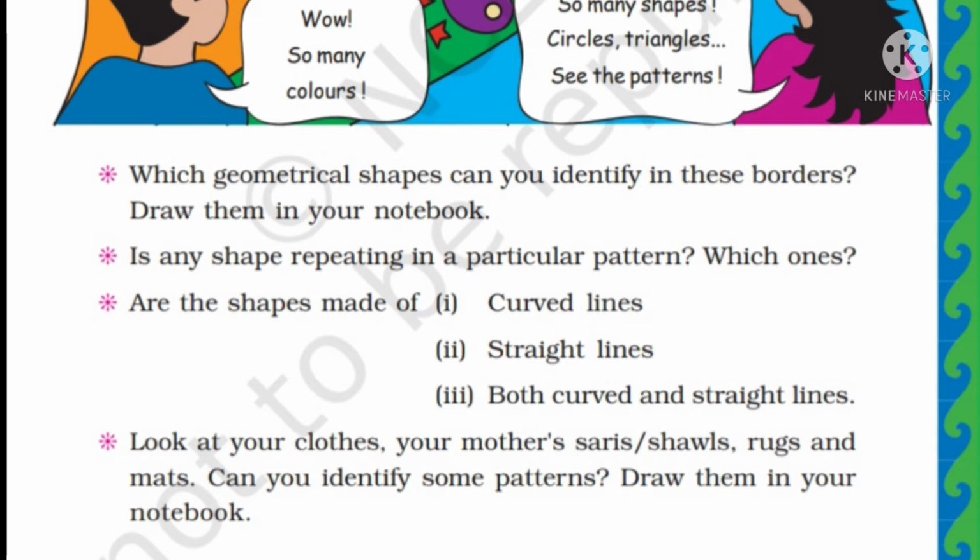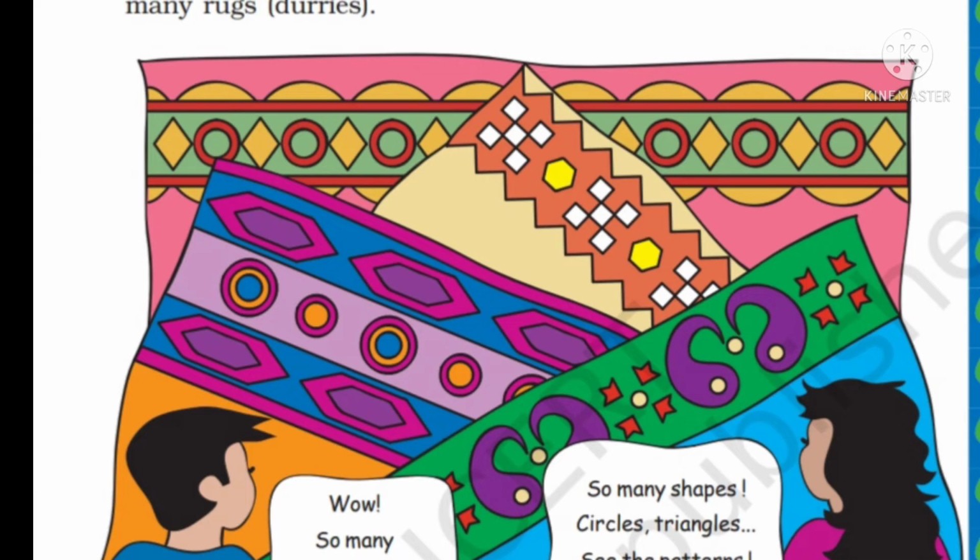Is any shape repeating in a particular pattern? Which ones? Is there any particular shape repeating? Yes, sure. In all these rugs, there is a repetition of the shapes. For example, in this one, there is a repetition of hexagons in the first row. In the second row, there is a repetition of concentric circles. And likewise, there is a repetition of the shapes.